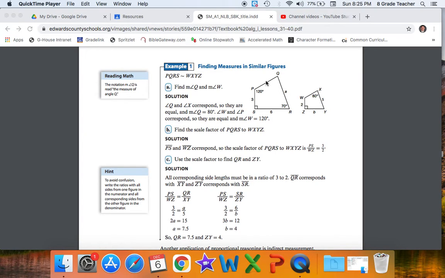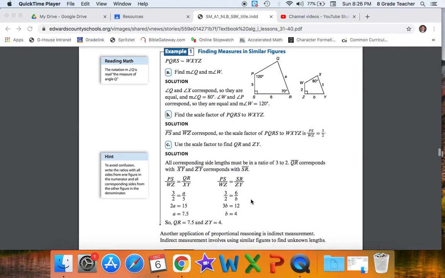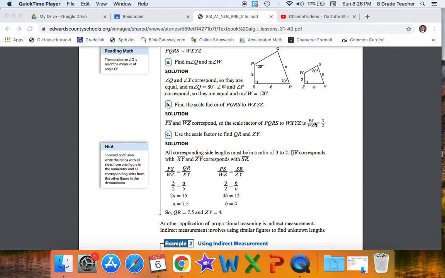You maybe need to find, if it asks you, PQ, what this is based on something that you also have as a known value. In this example here, ZY is an unknown value B, but you do know that SR is 6. So they set up the equation again to say that the known value that we have for PS and WZ is 3 over 2. So that's our known scale factor. And they're going to take 6 as the numerator because it's the larger fraction here, put that there, and B as the missing value here.